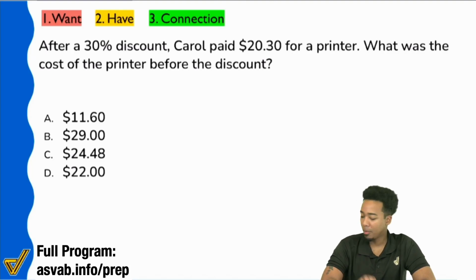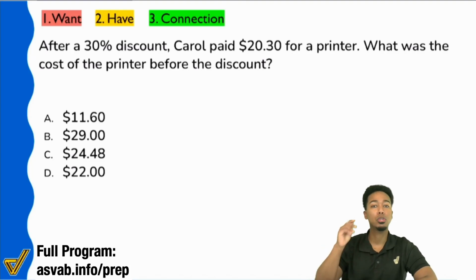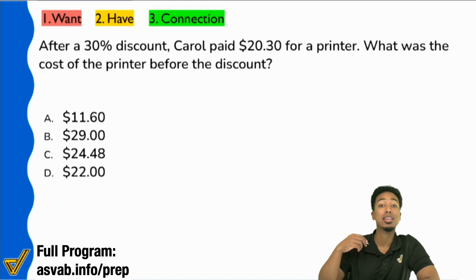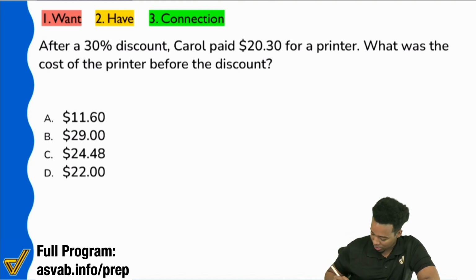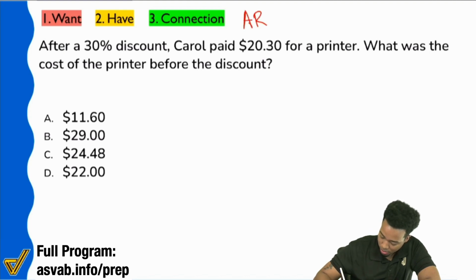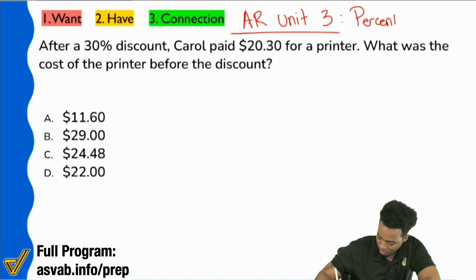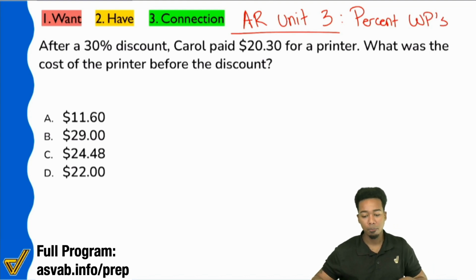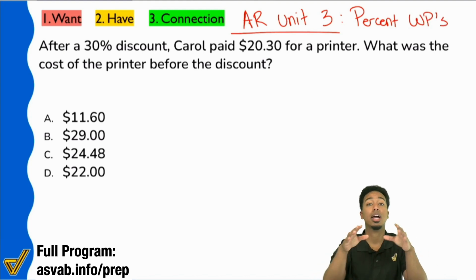So before I begin this question, the unit, if you're looking for it in the program, is going to be Unit 4. This is going to be percent word problems. Arithmetic Reasoning, Unit 4. Again, this is percent word problems.